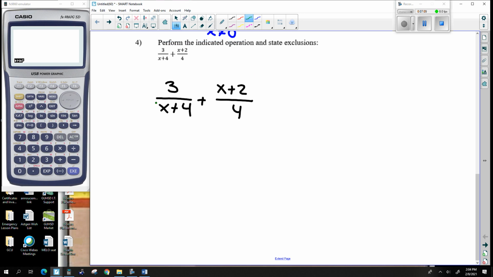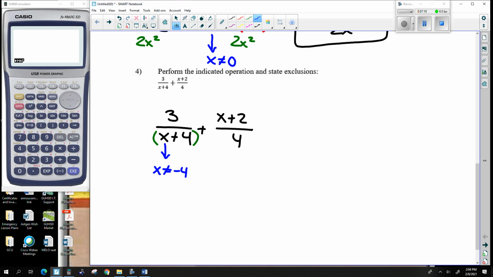Okay, let's get some restrictions. So x can't be equal to -4. Again, if you see a plus or minus, think of it kind of like a grouping. All right, so we need a common denominator. They're not the same, so we multiply by the other.